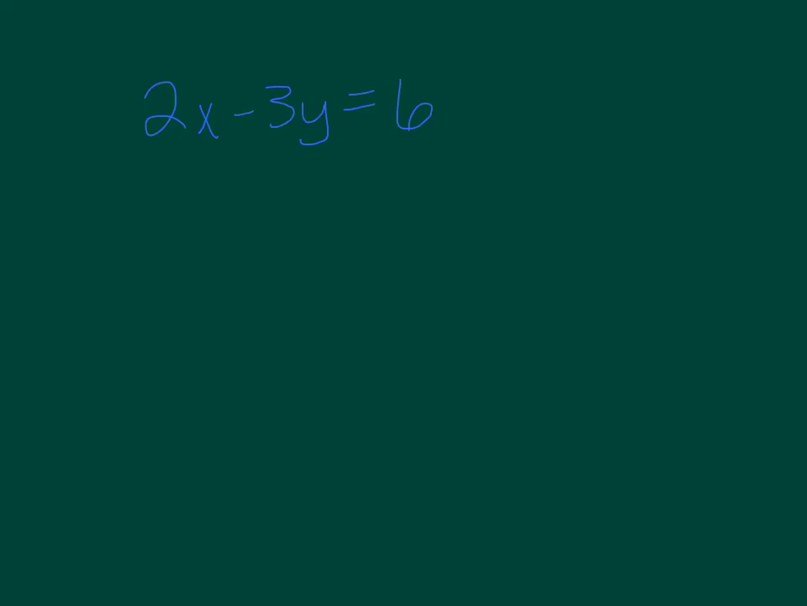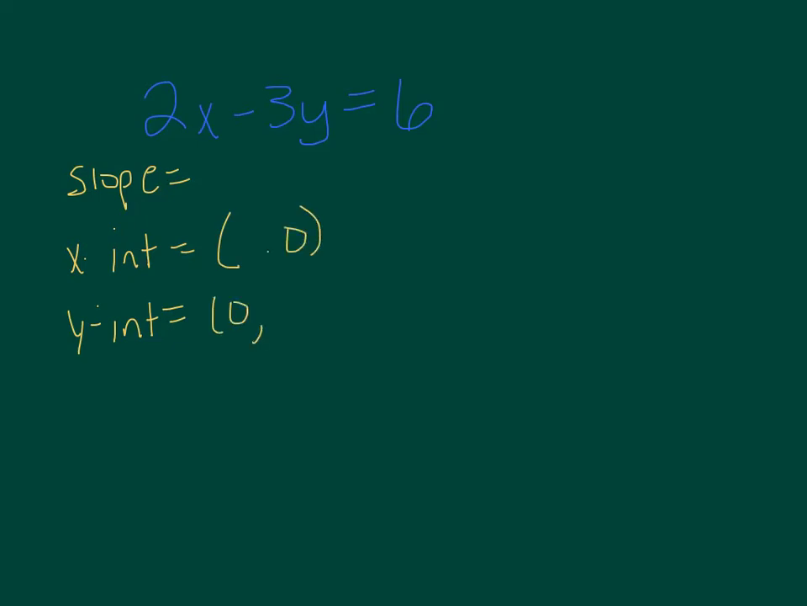Let's look at it in standard form. Now standard form, remember, tells us our x and y intercepts. It doesn't tell us our slope, so we're going to have to do some manipulation with our equation. Still looking for the same thing: slope, x-intercept, y-intercept. We're going to do our x and y intercepts first. Remember, when you have your x-intercept, y is 0, so I'm going to plug 0 in there.